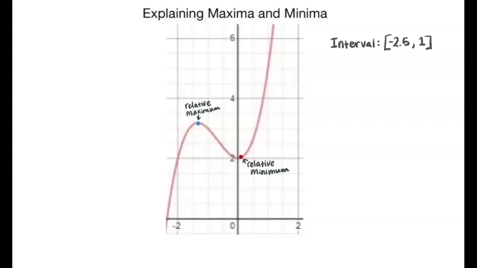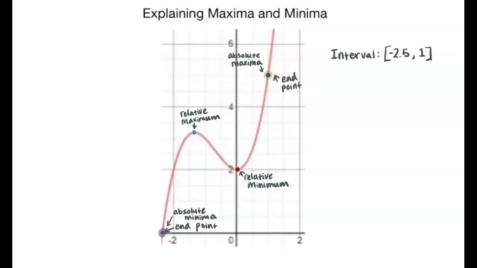Let's say we are evaluating the graph on the interval of -2.5 to 1. This means that there will be endpoints at x equals -2.5 and x equals 1. Now we can determine the absolute minimum and absolute maximum points based on which points have a greater and lesser y value. It is clear from the graph that the point with the lowest y value is at the endpoint x equals -2.5, and the point with the highest y value is at the endpoint x equals 1.